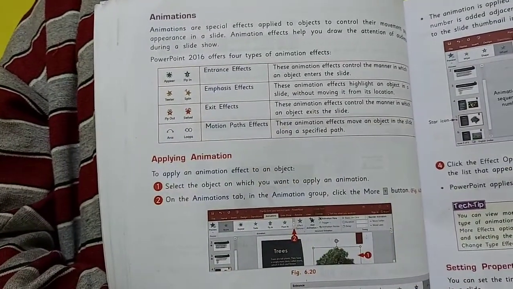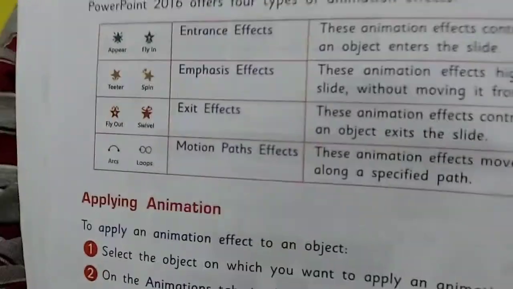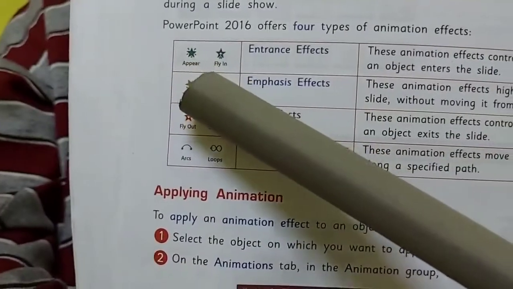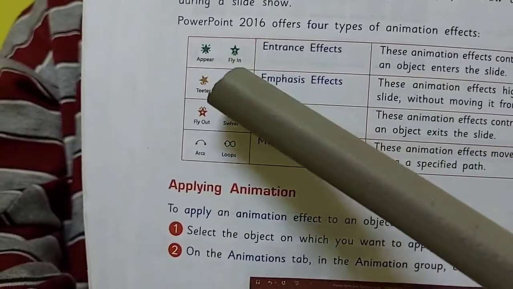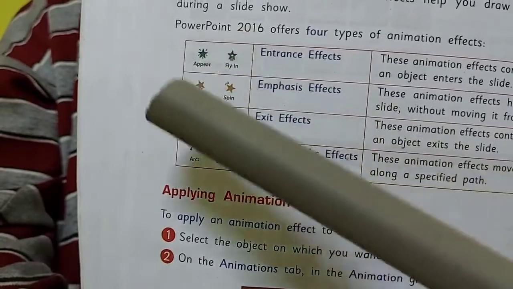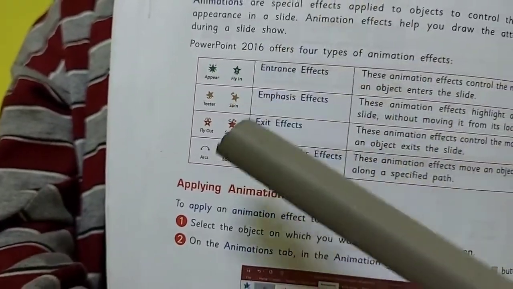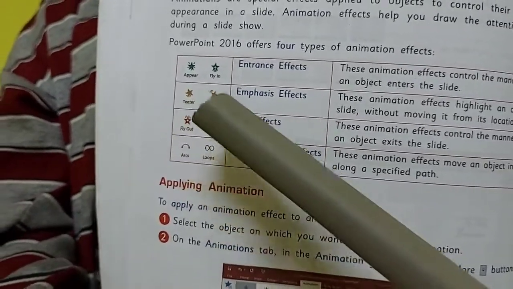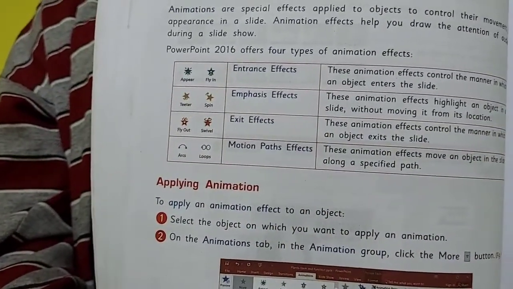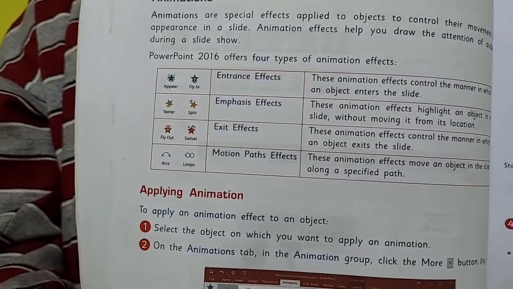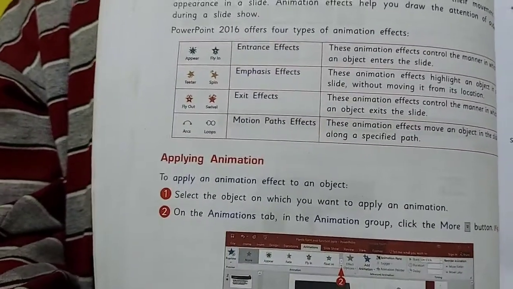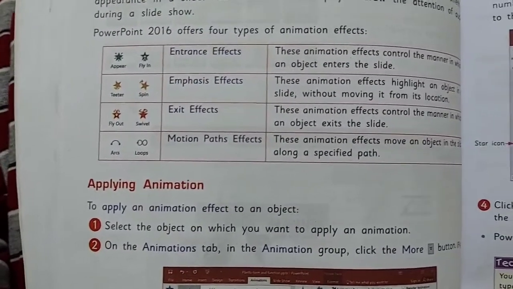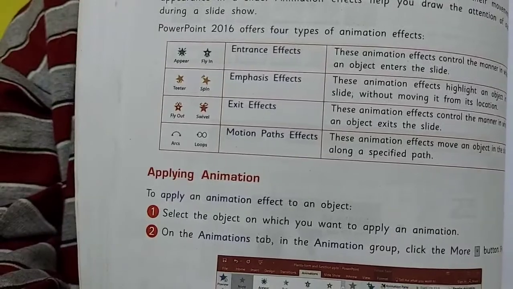See, this is the icon which shows the different kinds of effects. You can see this one shows the appear and this shows the flying in, 2 types of entrance effects. Then emphasis effect is also of 2 types. One is teeter and one is spin. Teeter means coming slowly, while moving or while coming during the entry or exit, they will show some kind of effect.